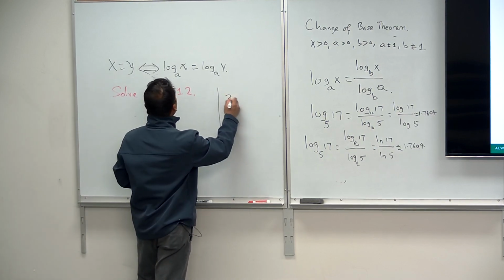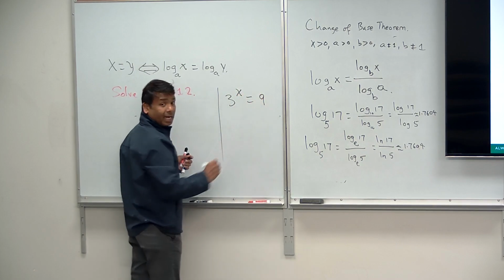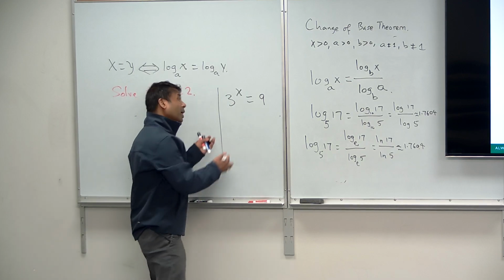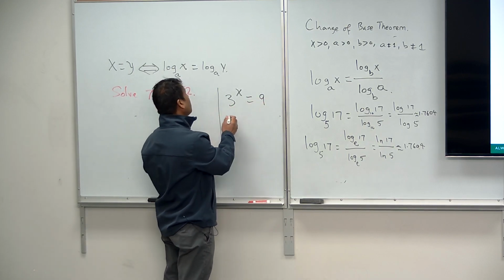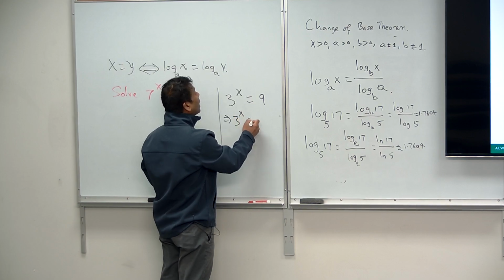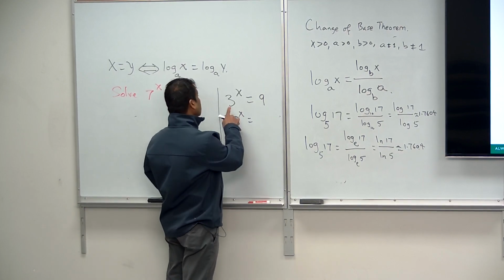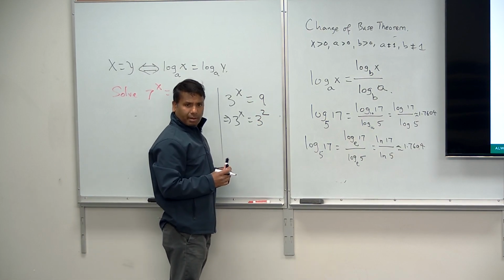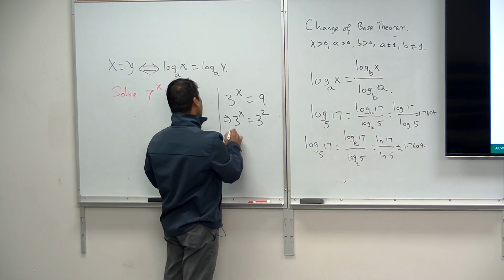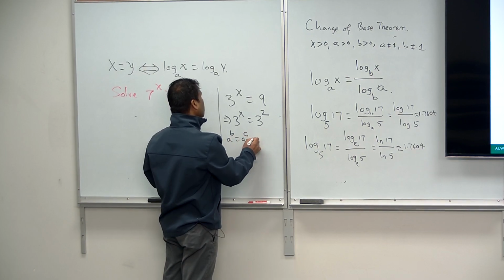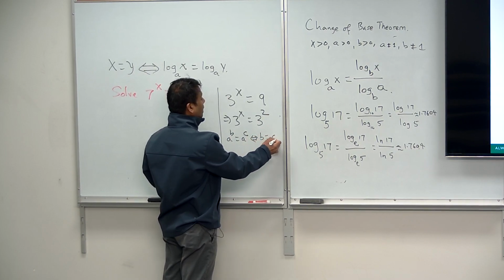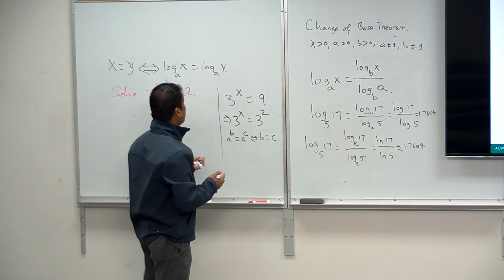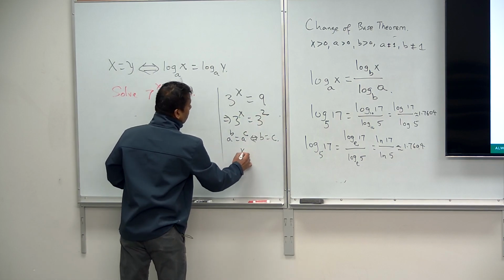Look here. If you have 3 to the power x equal to 9, you can take log on both sides, but you don't have to, because you can make the same base on both sides. So this is 3 to the power x. This 9 is 3 squared. And remember, if you have a to the power b equal to a to the power c, this is equivalent with b equal to c. Make sense? So that means your x is equal to 2.